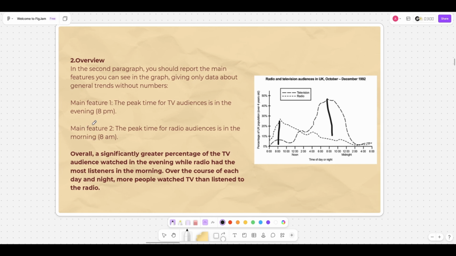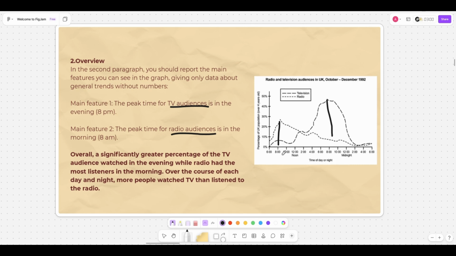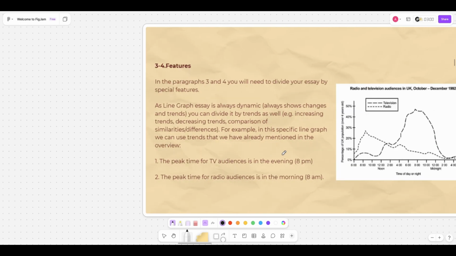The first main feature is the peak time for TV audiences is in the evening, 8 p.m., and here you can see it. And for the main feature 2, the peak time for radio audiences is in the morning, 8 a.m. And here you can notice it as well. As you can notice, there are no numbers, no specific times mentioned, just the overall trends. You should save the details for the next section, which is features.